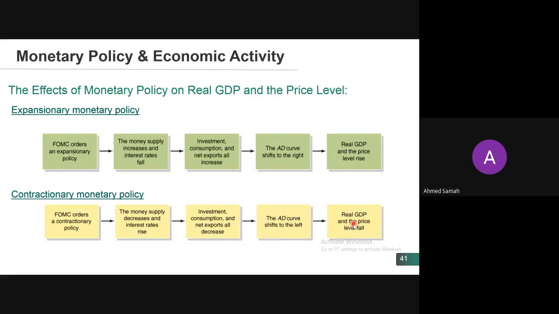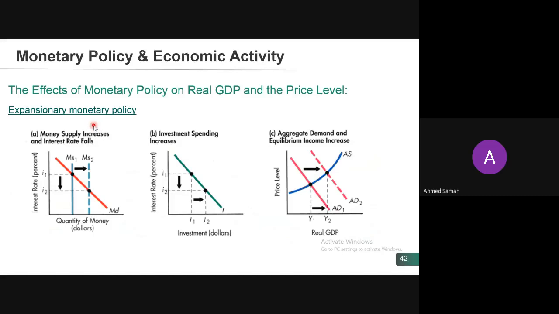So this is shown in the diagram. Expansionary monetary policy, let's say it is imposed, whether through open market operations, the reserve requirement, or the discount rate, then there will be a shift in money supply. The money supply shifts rightward, so the money supply increases and the interest rate falls, which increases investments. There will then be a shift in aggregate demand to the right, which causes real GDP to increase from Y1 to Y2, but it will also increase the price level from the initial level to a higher level. So the opposite will happen if there is a contractionary monetary policy.